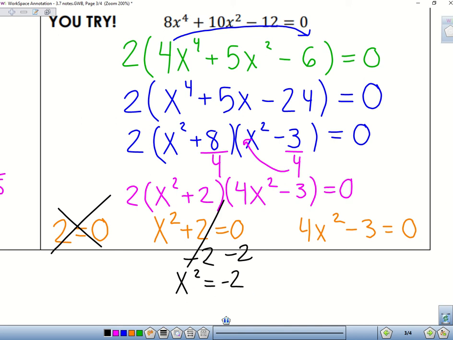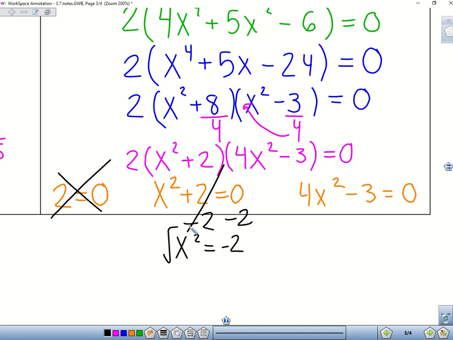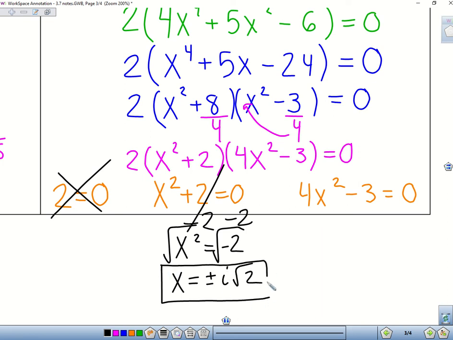And then I do what to both sides? Square root. This gives me x equals plus or minus i radical 2. There we go. So that is how many zeros on its own? 2 zeros.